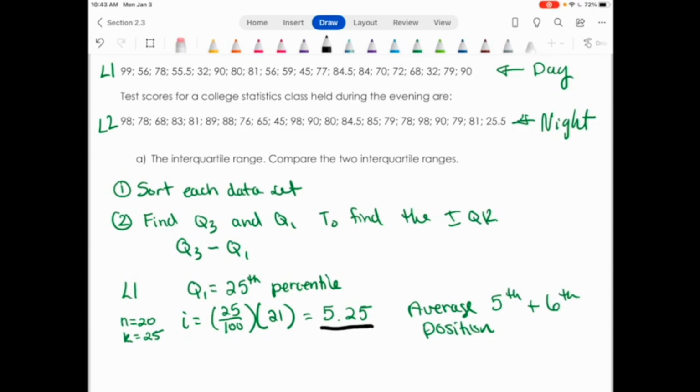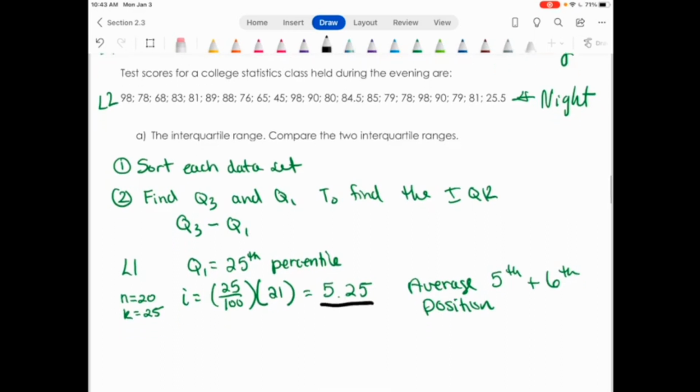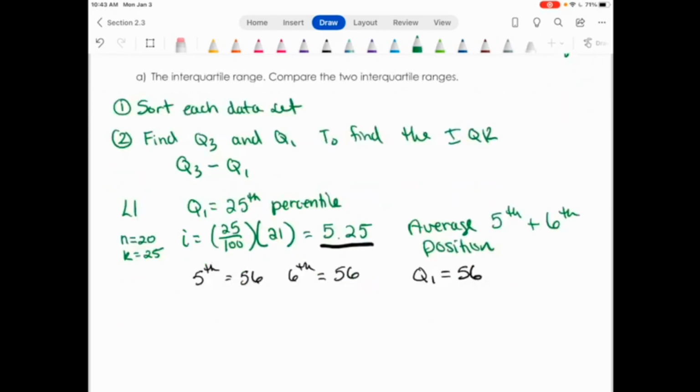So when I go and look at my list 1 and go down to my 5th position, my fifth number in the list is 56. My sixth number in my sorted list is also 56. So when I average these two together, I get that Q1 is 56. Now let's look for Q3. And we're still doing this for list 1.